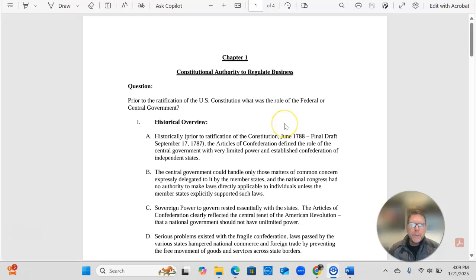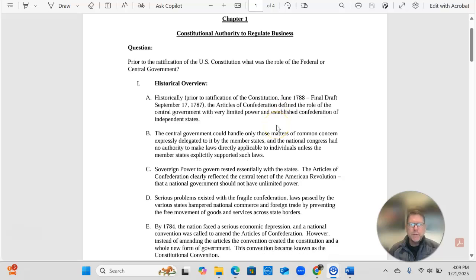So one question I want to pose: prior to the ratification of the U.S. Constitution, what was the role of the federal government or central government? Prior to the ratification of the U.S. Constitution.